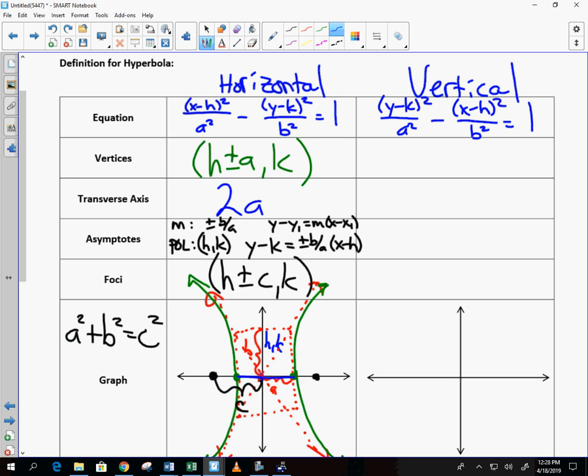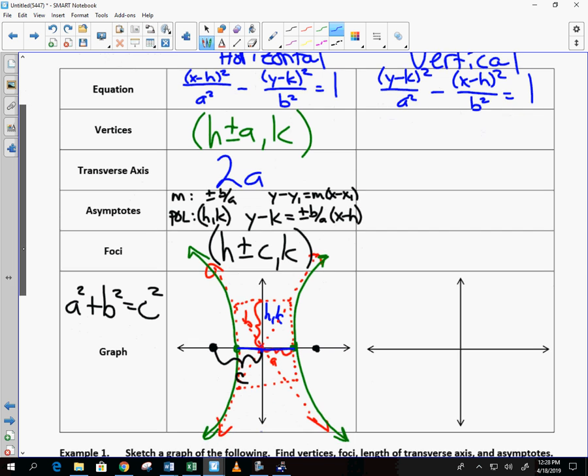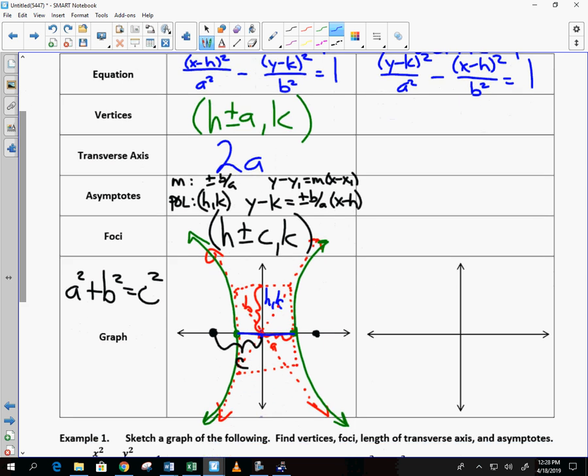The real focus here is that x is positive here, whereas y is negative. But here y is positive and x is negative. That's your indication. You got that? That's going to be our difference maker. So what we'll do is we'll mark our center, h, k.